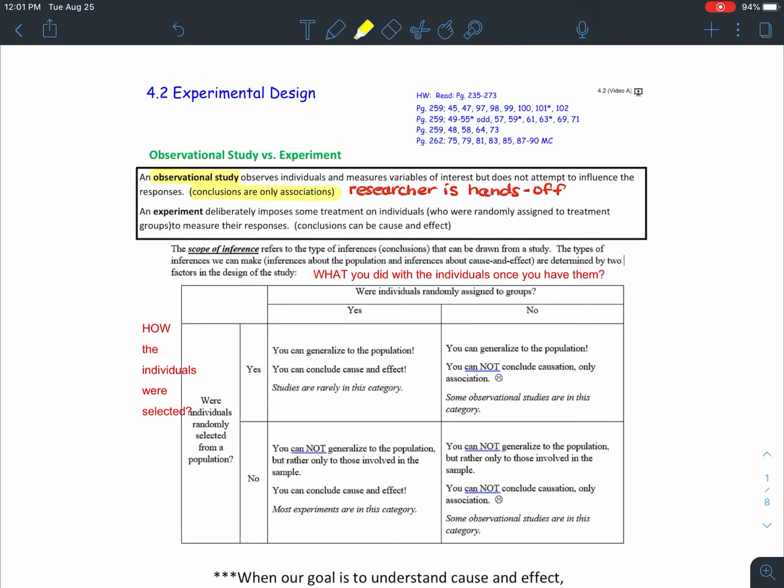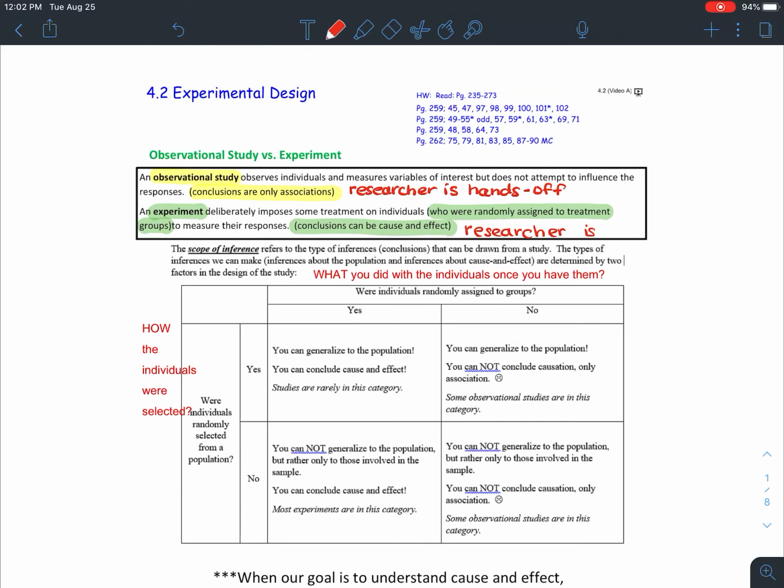So, if you're not imposing treatments, you cannot, at the end of your study, make a statement that this variable causes this other variable to occur. Okay? That actually is what is done in an experiment. It says here, an experiment deliberately imposes some type of treatment on individuals, and here's the key component, who were randomly assigned to treatment groups. Okay? And it measures their responses. It is with experiments that in the end you can draw a conclusion based on cause and effect.